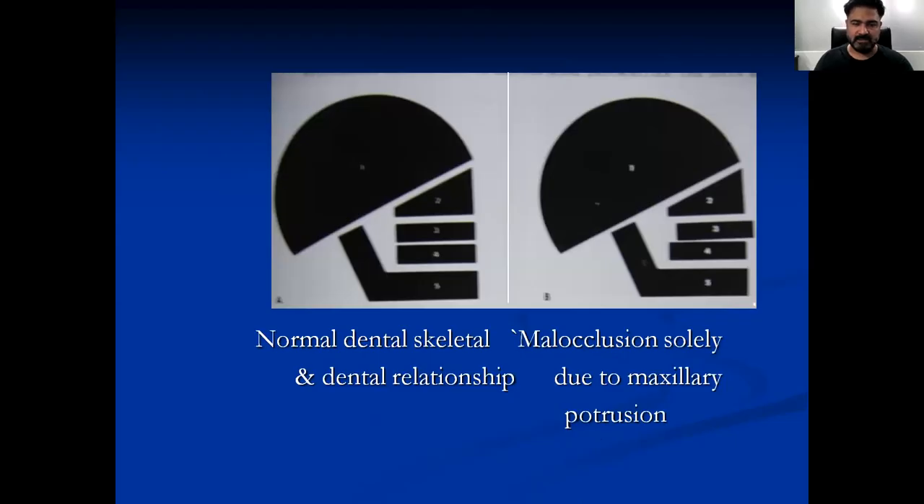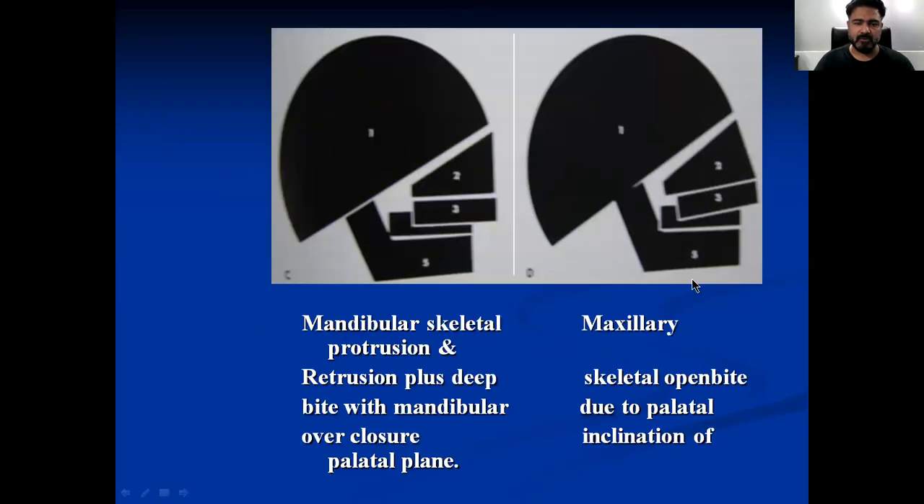So the normal dental and skeletal relationship is like this. Everything is in order, but when malocclusion is solely due to maxillary protrusion, this line is disturbed. Then due to mandibular protrusion and retrusion, plus deep bite. So these are the various things: deep bite, posterior, anterior, like this.